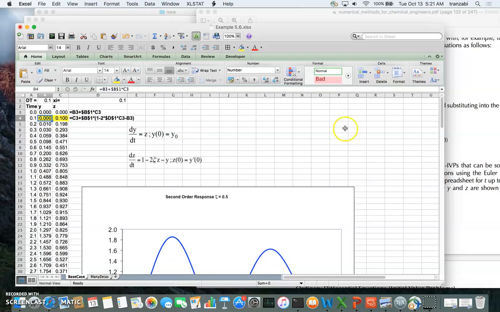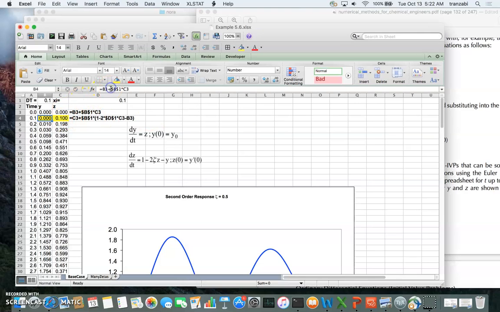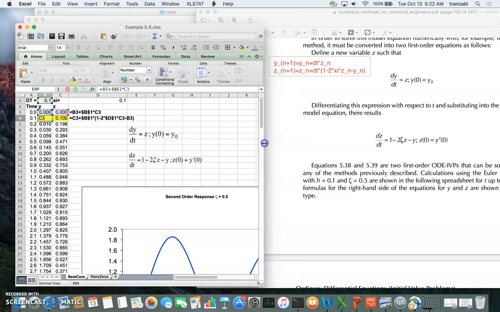So what is yn plus 1? This is yn plus 1, right? So yn plus 1 is going to be yn, so I'm going to click on that. And shrink this a little bit. Okay, it's going to be previous y, which is blue cell, plus dt times zn. And dt is green cell times zn is the purple.